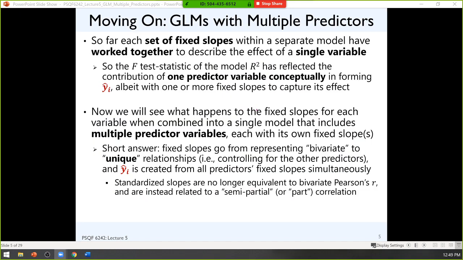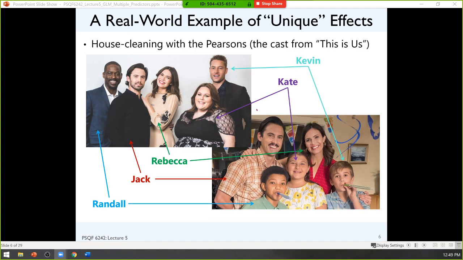So before I get all mathy on you, can I make up that word? Statty, mathy? Yeah, it is. It's more mathy, actually. I want to give you sort of a conceptual version of what this is going to be about, and I would like to borrow the cast of This Is Us to do it.